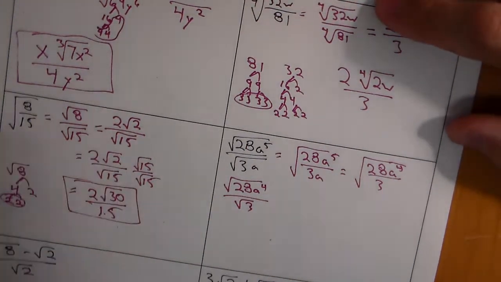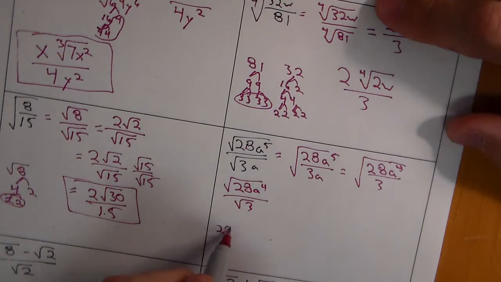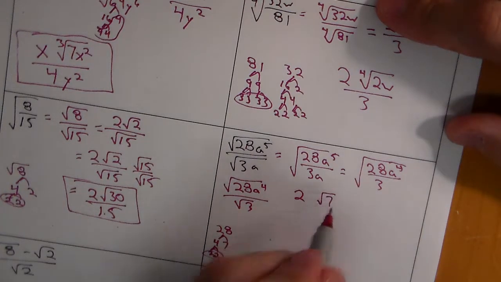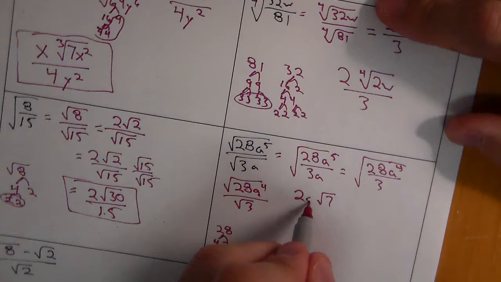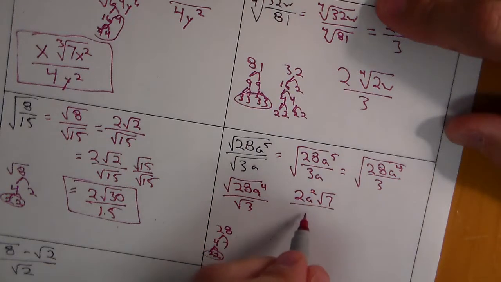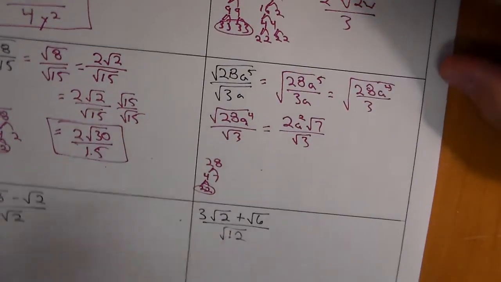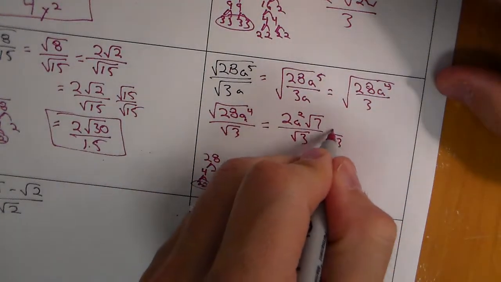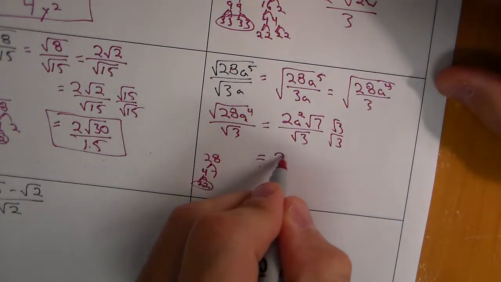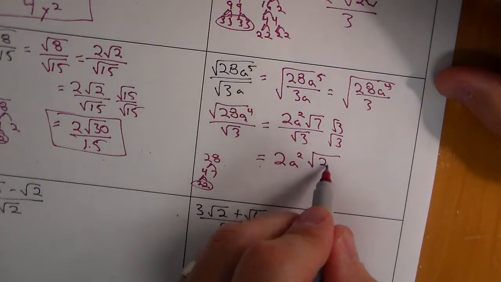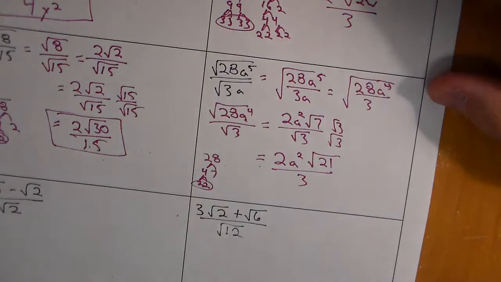But before I do that, I'm going to simplify 28. 28 is 4 and 7, so I could take out a set of 2's, which leaves in a 7. I also have a to the 4th, which becomes a squared on the outside. So now when I rationalize the denominator, I'm going to multiply the top and the bottom by root 3. We get 2a squared square root of 21, it's 3 times 7, over 3.